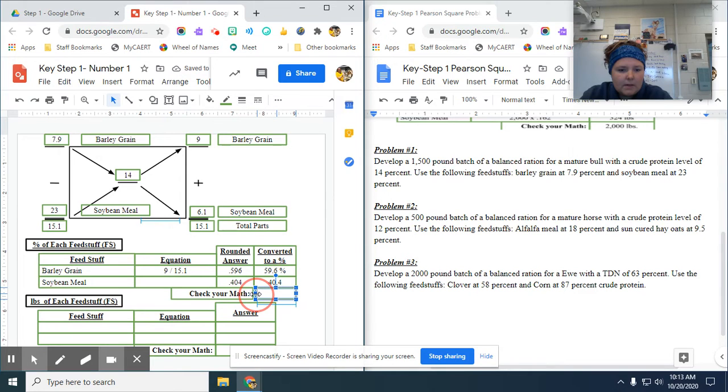So let me fix that. Okay, move over. Sorry guys, I'm like OCD about these tables.